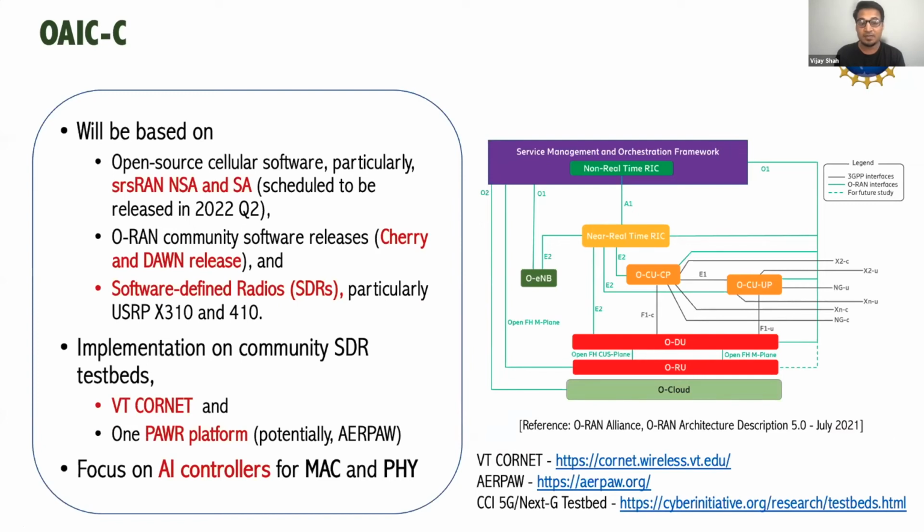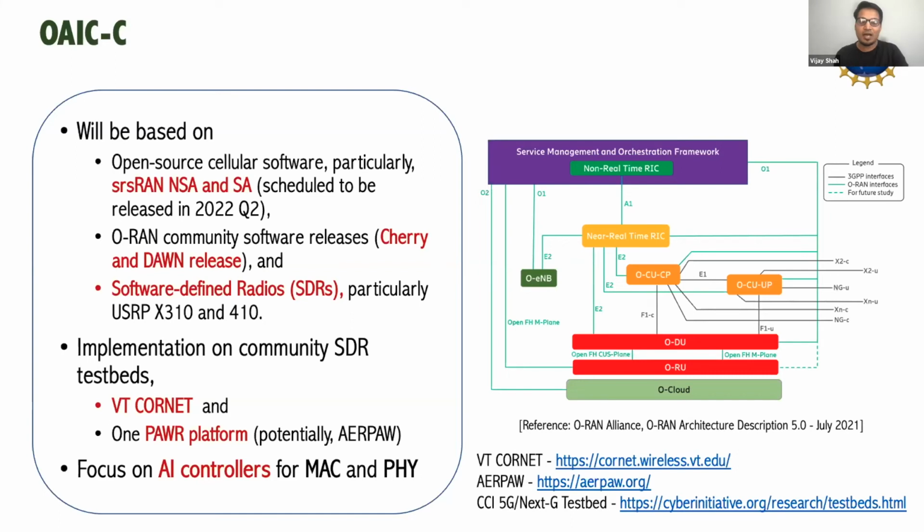As I said, it will use community SDR testbeds like Virginia Tech CORNET, which is a mid-scale community research testbed with about 48 software-defined radios. We are adding some USRP antennas, and then there is CCI, which is deploying another 70 USRPs on the ceiling. So that could be another platform where you could test. And obviously, finally, the AERPAW.